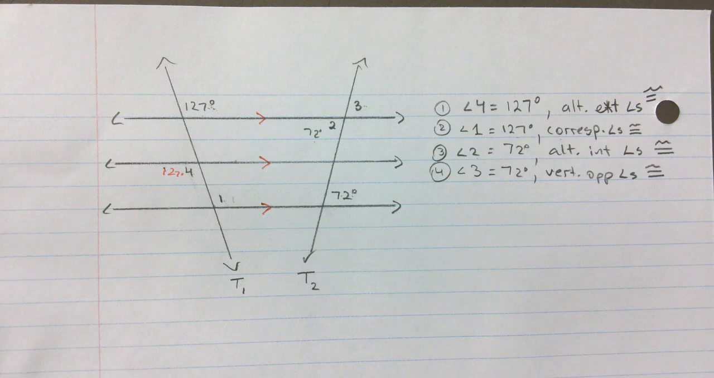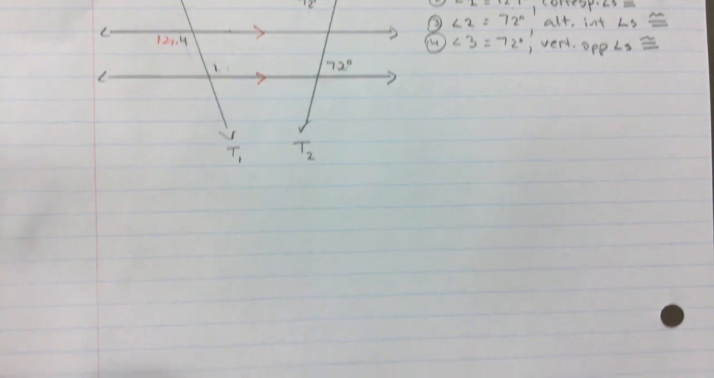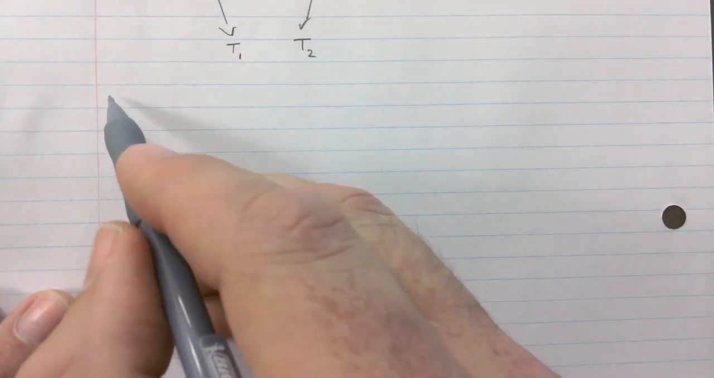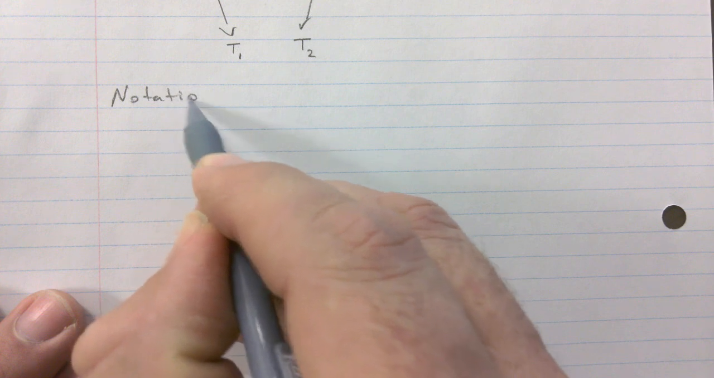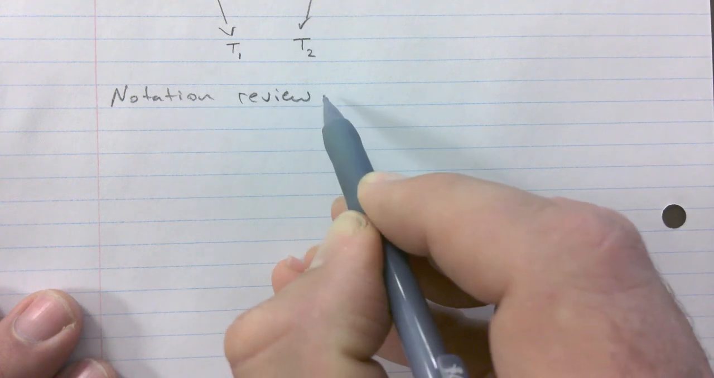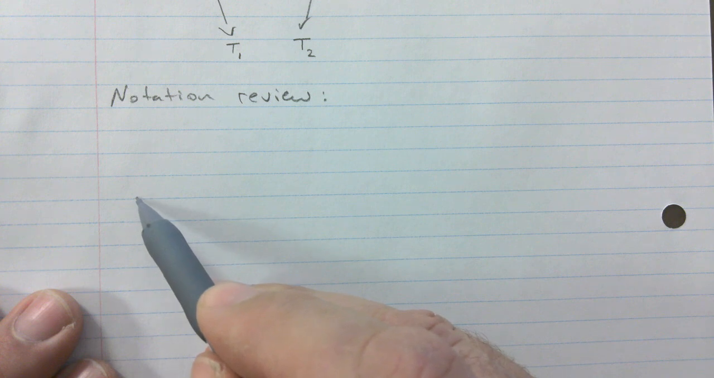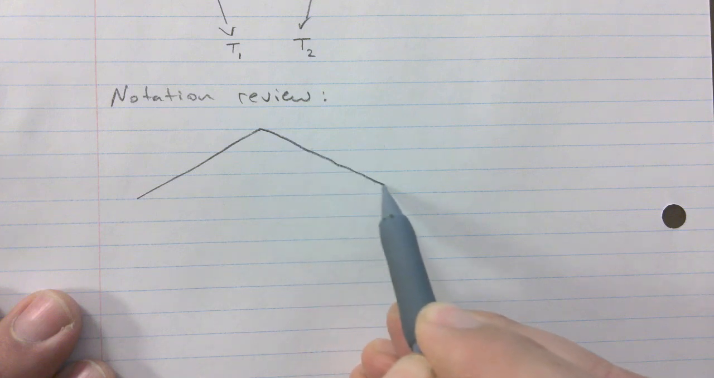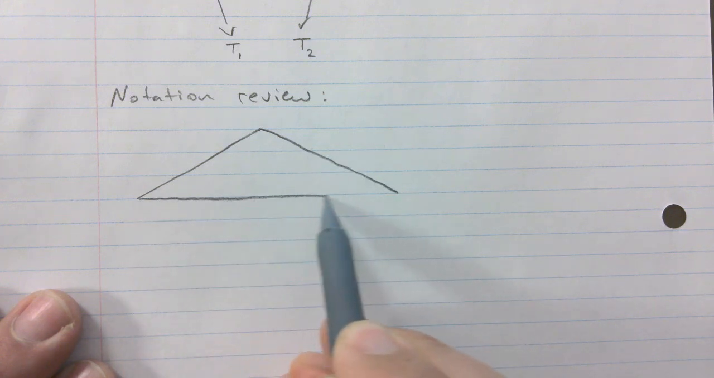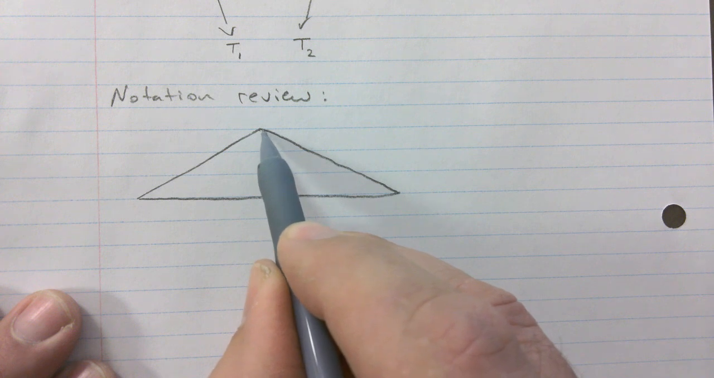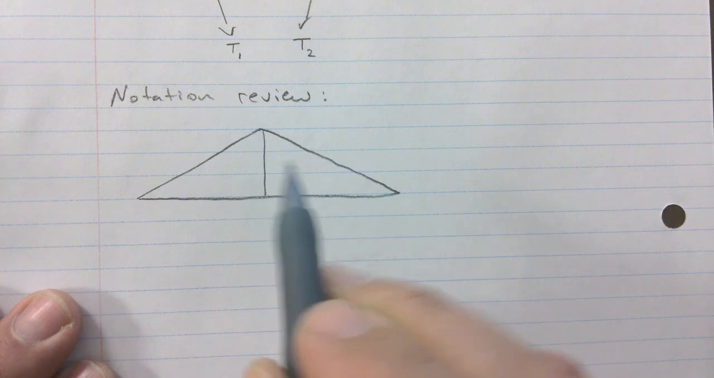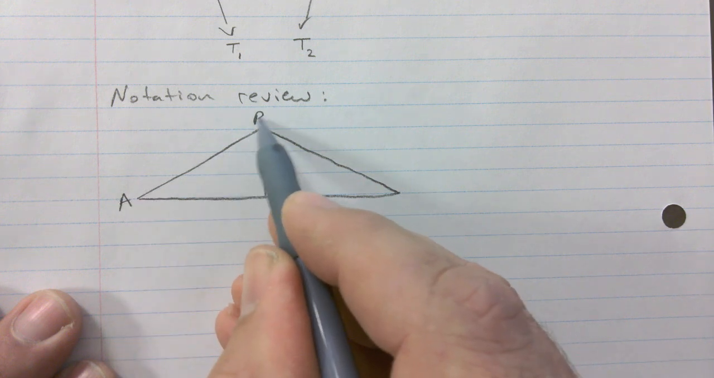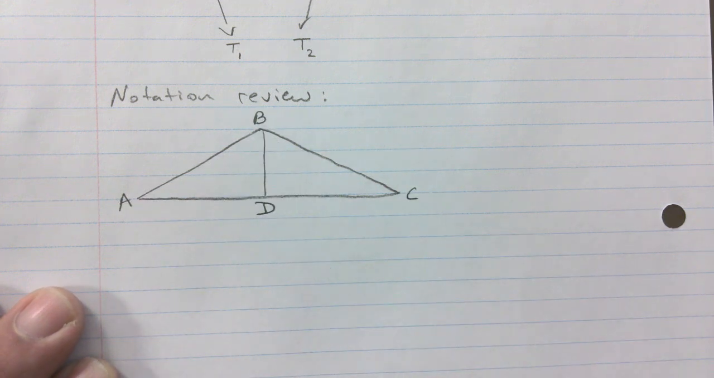3-letter notation. It's one more thing. Yeah, 3-letter notation. We need to review that. Notation review. So my example is always this. I make you draw a triangle like this, and then I make you split it, and we go A, B, C, and D. Okay.